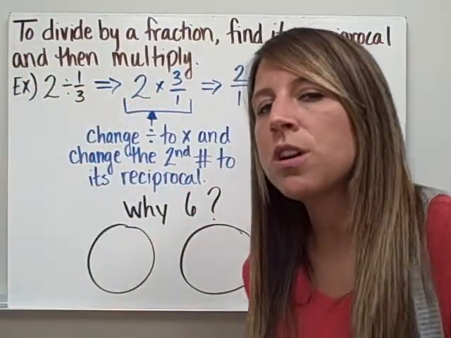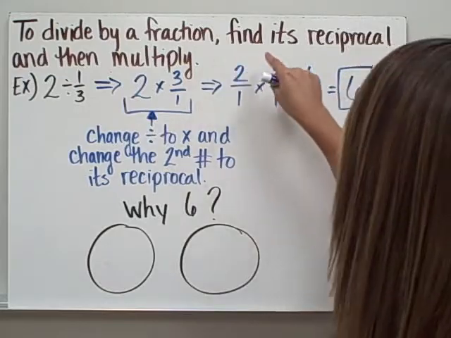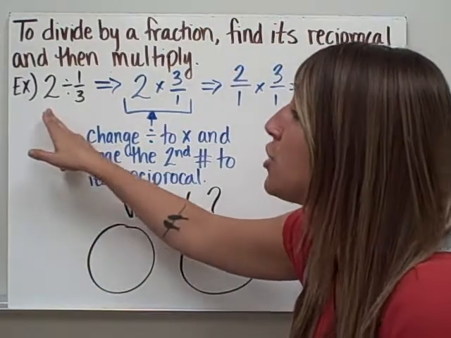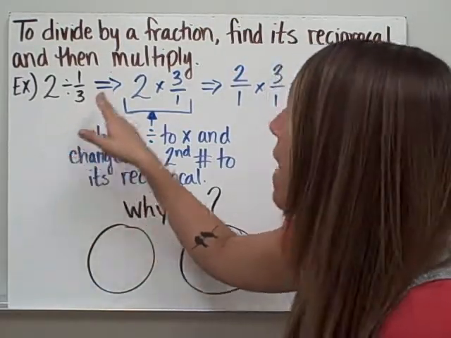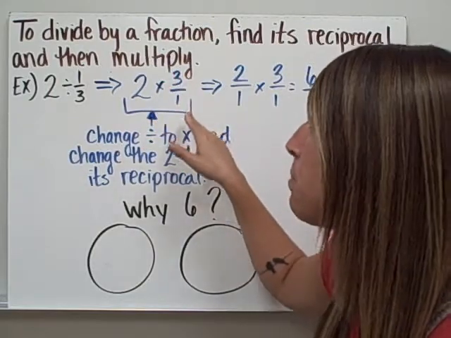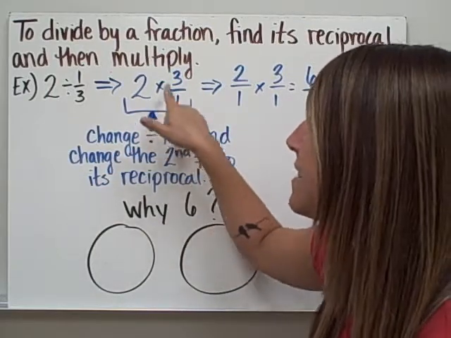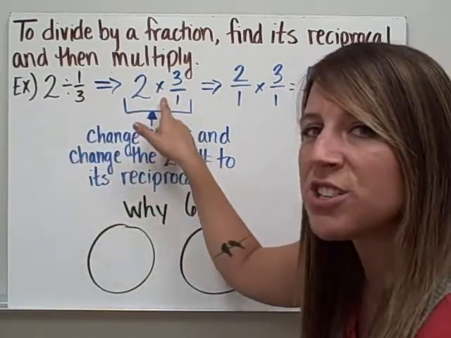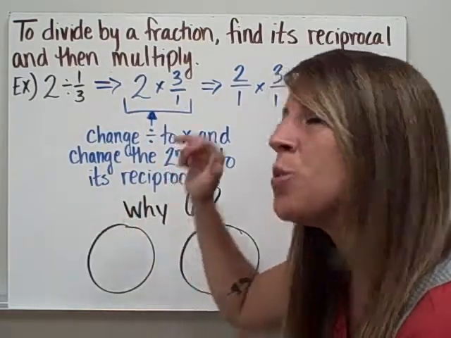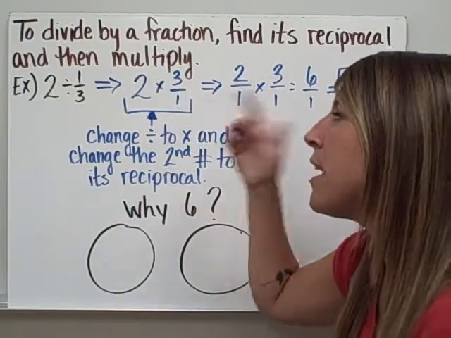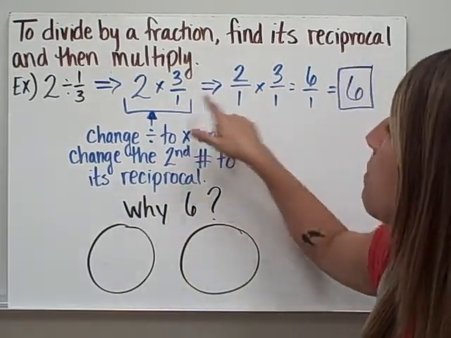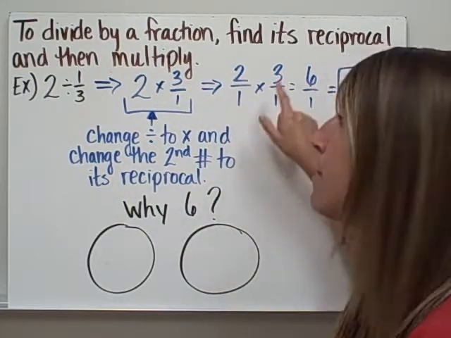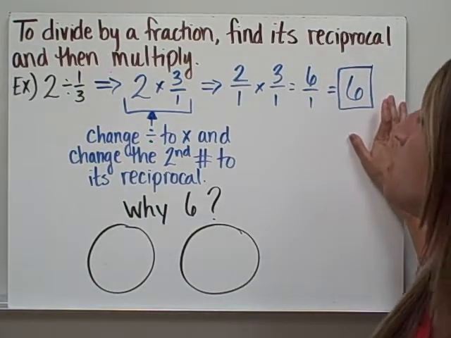So we need reciprocals because when we divide by a fraction, we find its reciprocal and then multiply. So here is an example. If I'm dividing 2 by 1/3, then I multiply by 1/3's reciprocal. First, what you will notice is that in my process, I changed the division to multiplication and the second fraction or second number to its reciprocal. The reciprocal of 1/3 is 3 over 1. So then I move forward and say, well, 2 is a whole number, so I multiply using 2 over 1 times 3 over 1, which gives me 6 over 1, which is equivalent to 6.